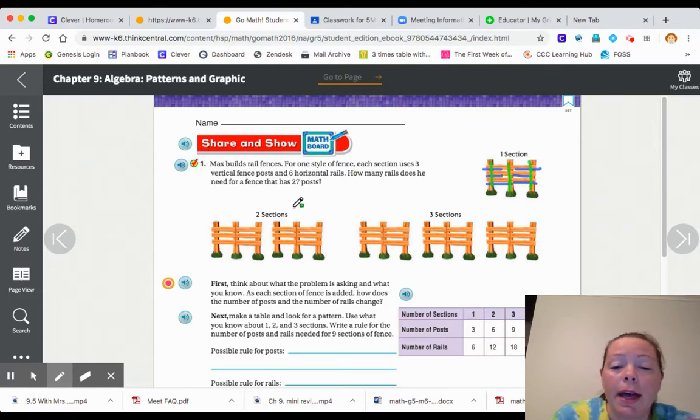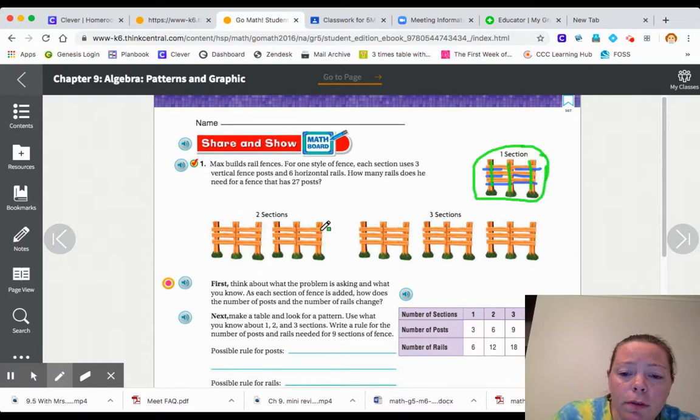So if I have 2 sections, remember this was just one section right here. So if I have 2 of those, how many posts do I have now? 1, 2, 3, 4, 5, 6. And then how many rails do I have? I had 6 rails when I had one section. So now I'm going to have how many? 12, right?